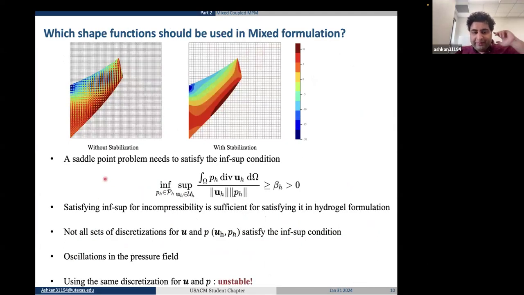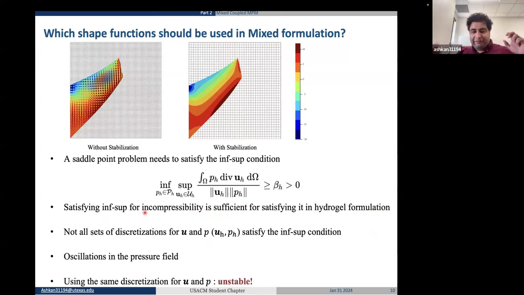Okay, as I mentioned, these problems are saddle point problems, which need to satisfy the inf-sup condition, which is this condition. But not all sets of U and P satisfy the inf-sup condition, and also satisfying it for incompressibility is stronger than satisfying it for the hydrogel formulation. So in our results, we just show that we satisfied it for the rubber case.